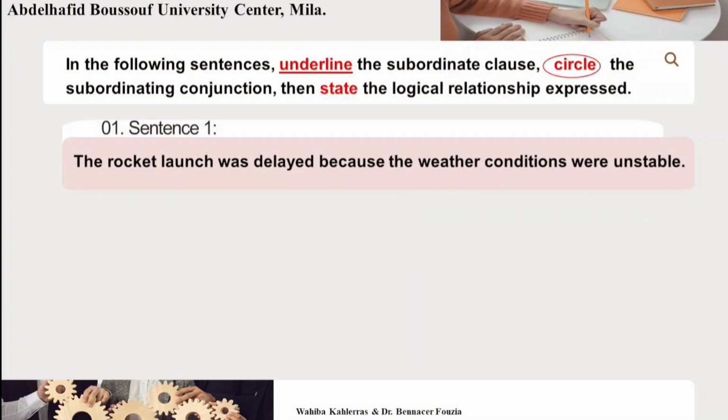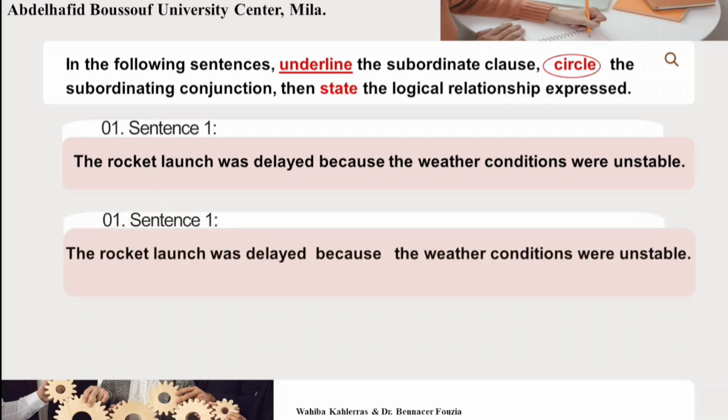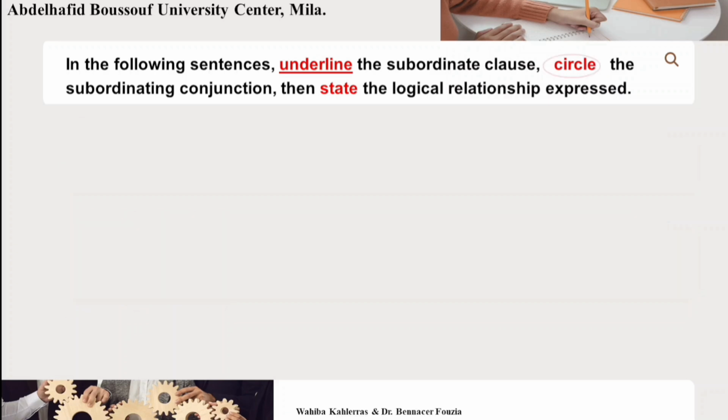The rocket launch was delayed because the weather conditions were unstable. So the answer would be: because is the conjunction, and the subordinate clause is "because the weather conditions were unstable." If you ask the question of what relationship we are expressing here, the answer would be cause-effect relationship, more precisely cause.